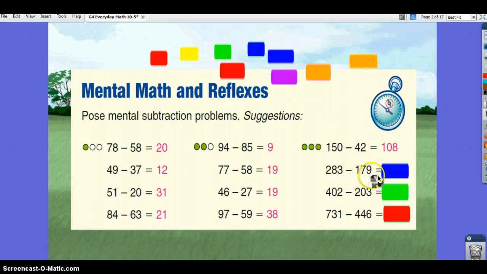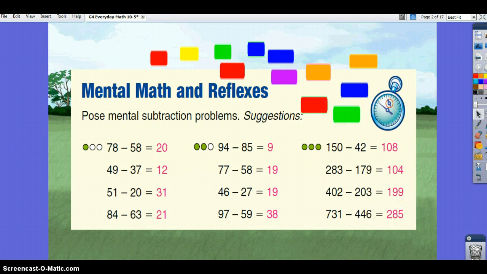108. 283 minus 179. Good, 104. 402 minus 203. 199. And 731 minus 446. 285.